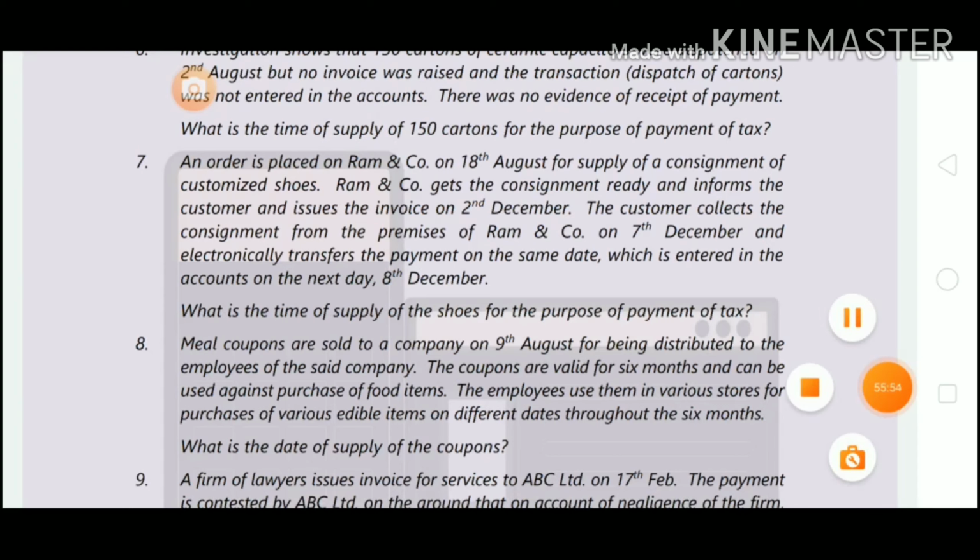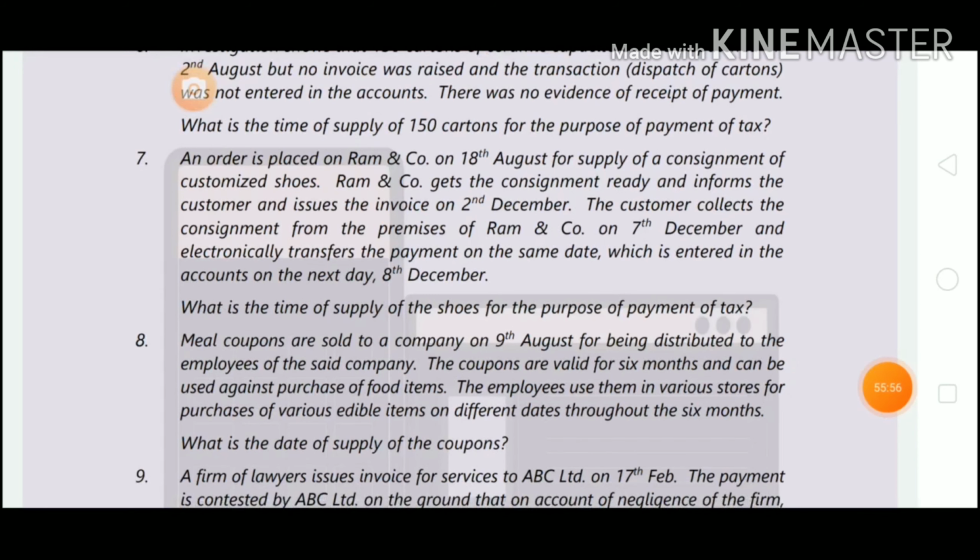So this is a case of supply of goods. First we need to see whether the invoice is issued timely or not. In case of services, we used to check whether it is issued within 30 days from the provision of service or not. In this case, we will check as per section 31. So in this case, due date of issue of invoice was 7th December. The customer collects, but the invoice was issued on 2nd December. So it is issued timely. So we'll take invoice or payment whichever is earlier. So the earlier one is 2nd December. See the answer.